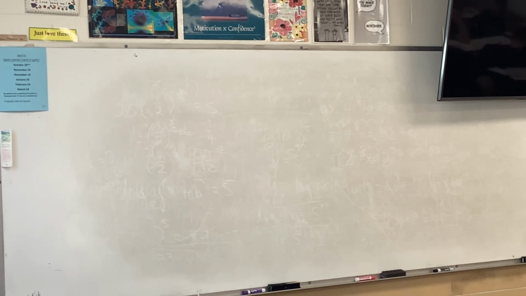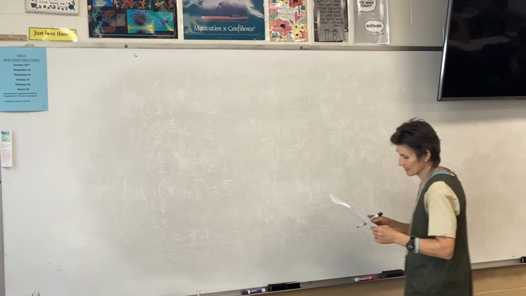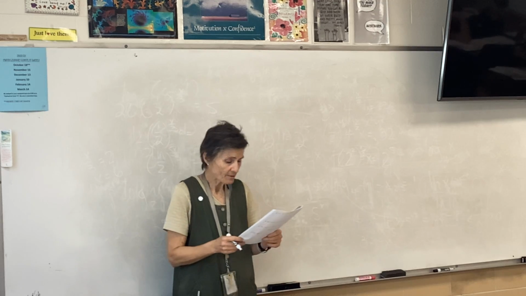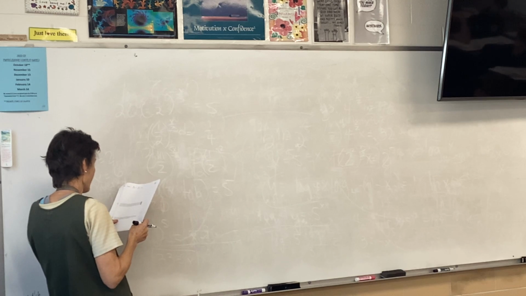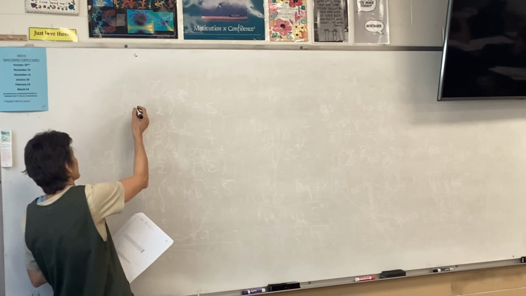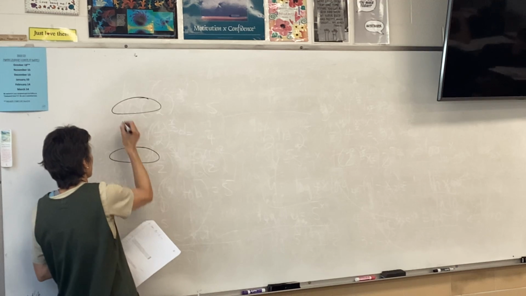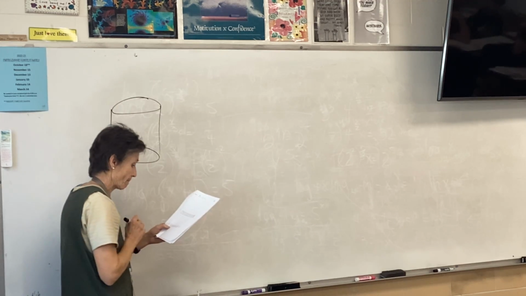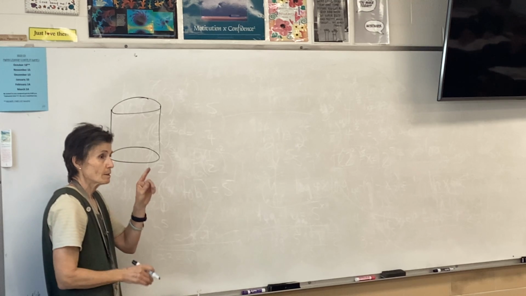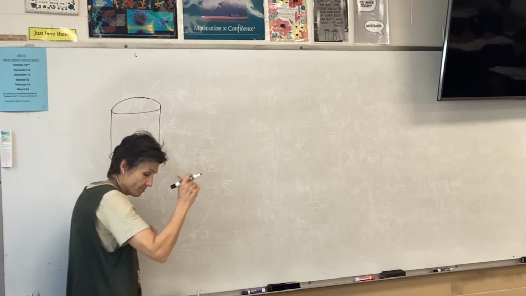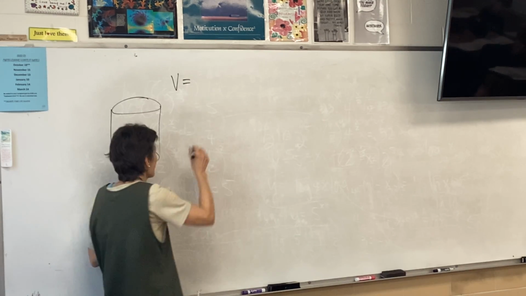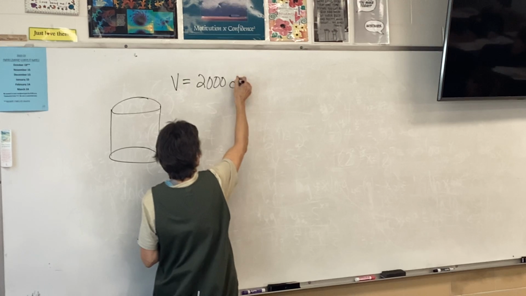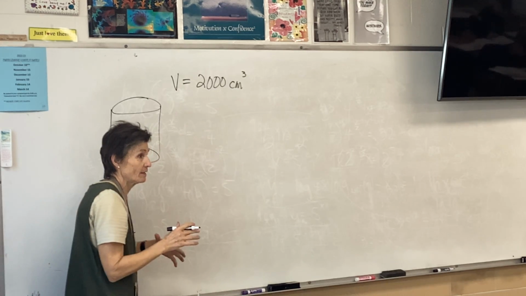Okay, so here we go. Stewart Cannery is going to package tomato juice in 2-liter cylindrical cans. Find the radius and height of the cans if the cans have a surface area that is less than 1,000 square centimeters. So, here's the can. And I know, because it says in the problem, that the volume of the can is 2,000 cubic centimeters. That is given.